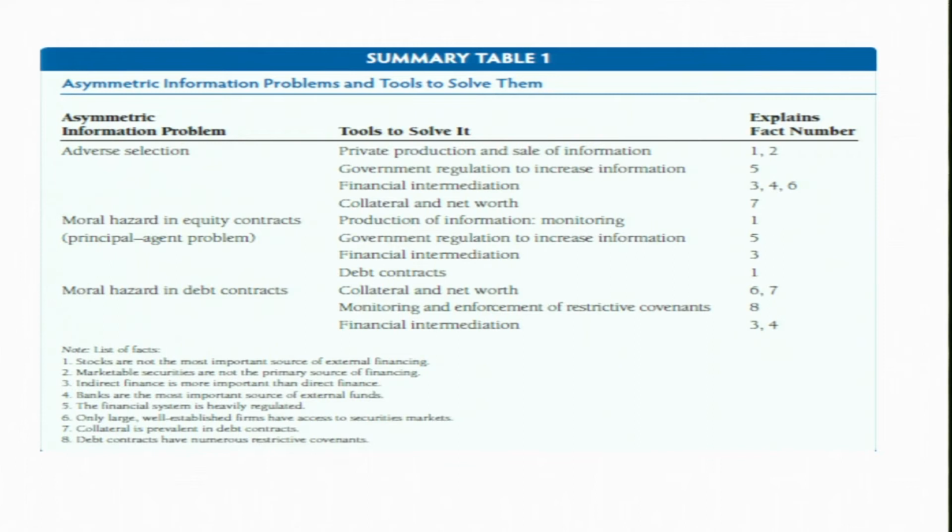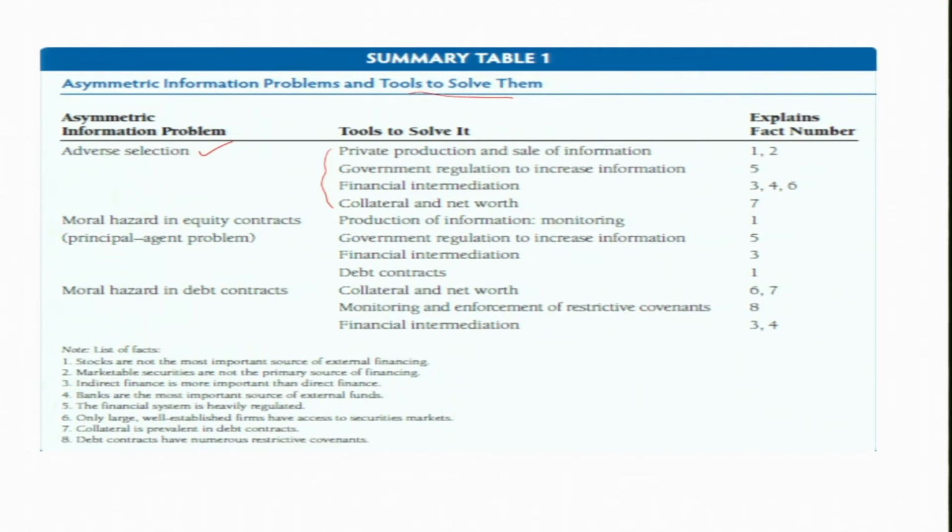So this is the summary table that explains the asymmetric information problem and the tools to solve them. This I have taken from the main textbook, Mishkin's Economics of Money, Banking and Financial Markets. So here, one by one, for example, the asymmetric information problem, the adverse selection problem, and these are the tools to solve it. I want to again say that we cannot completely eliminate or solve this problem, we can only minimize the adverse selection problem.